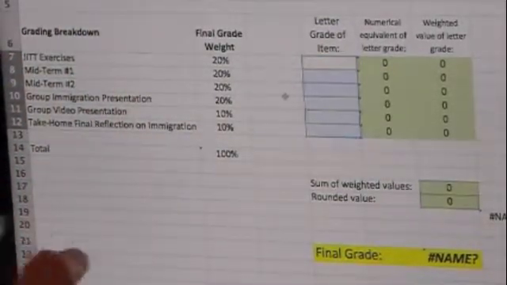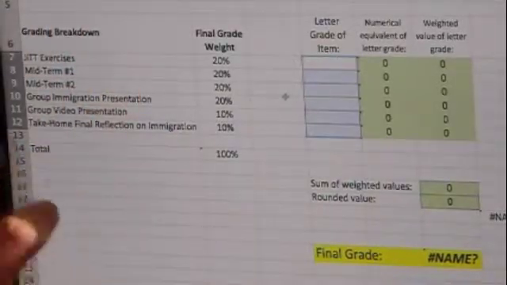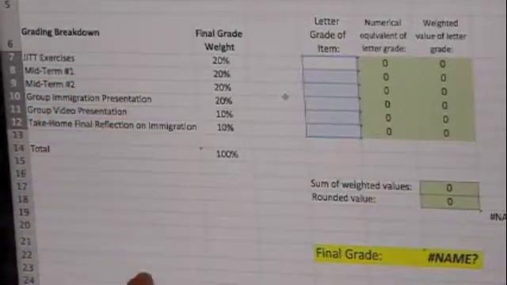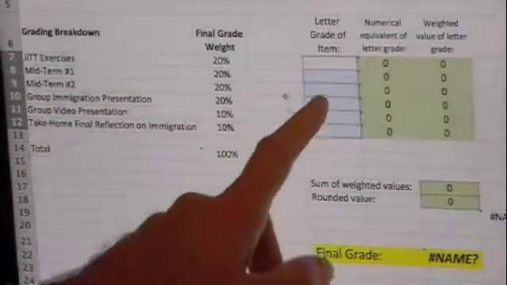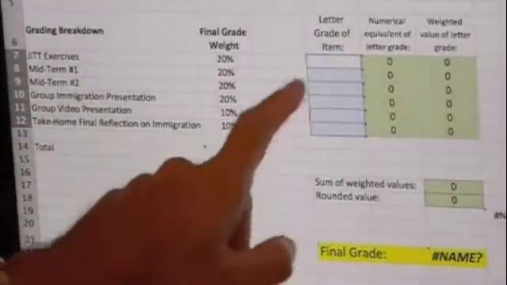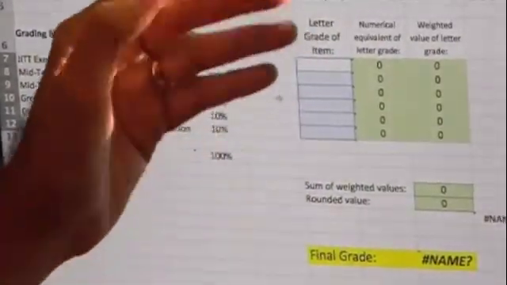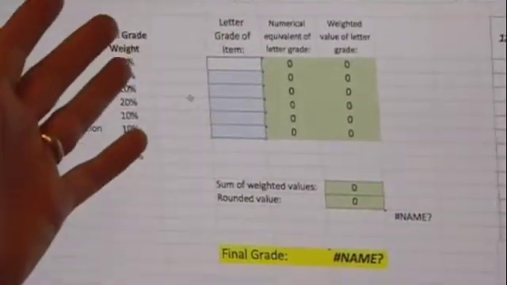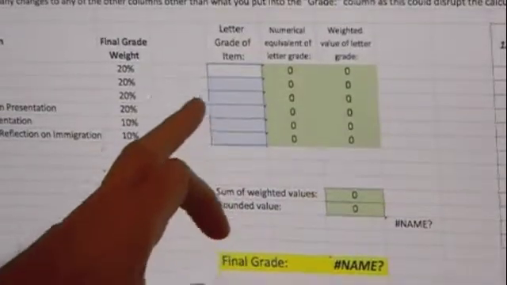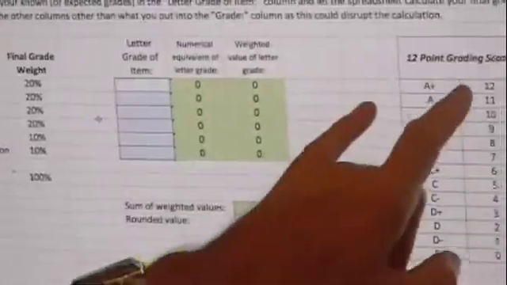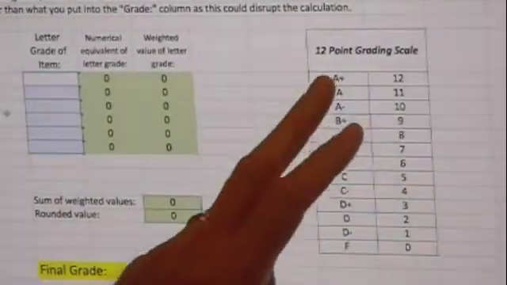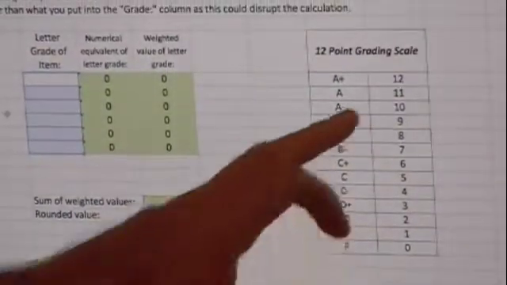Basically what this spreadsheet is letting you do is put in your letter grades, and then the spreadsheet calculates what the final grade will be. You'll put in your letter grades for the JIT exercises, the midterms, etc., whether they're the actual grades or you're trying to figure out what grade you need to get a certain final grade. When you put in the letter grades, the spreadsheet comes over to these two columns and changes the letter grade to the number. All you have to do is put in the letter grades, and it will convert it.